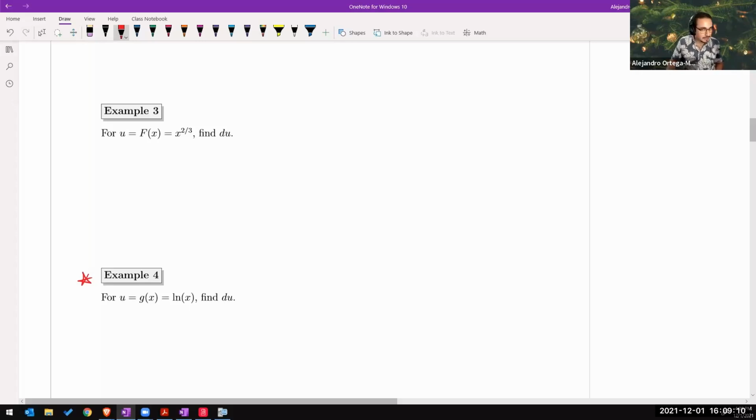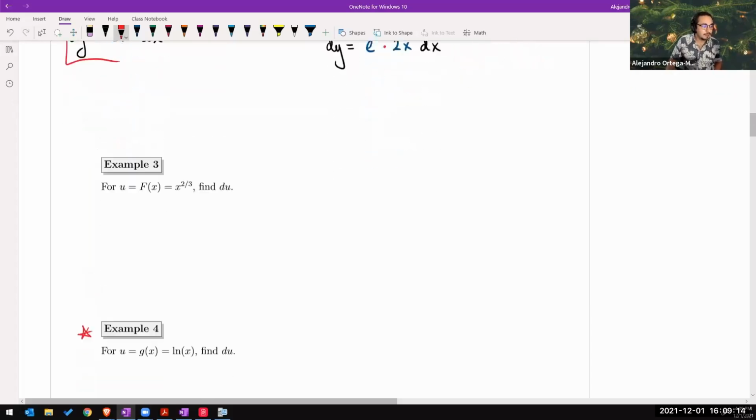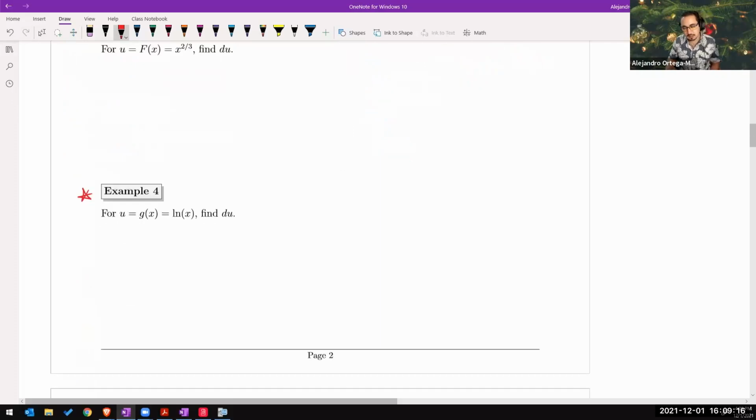Now this one might look a little bit different because before I was telling you, here's the f. In this case, though, I'm giving you that u is the g of x. So if we wanted to find the du here, then the du is simply going to be the derivative of u times dx.